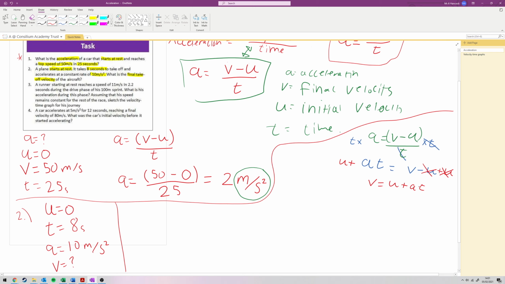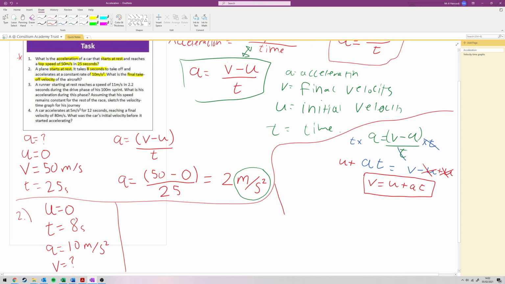So that is one way that you can do this. There's the equation that I need now, because it has V equals something. Or I can put the numbers into the acceleration equation and rearrange it using that. So I'm going to do that way as well.